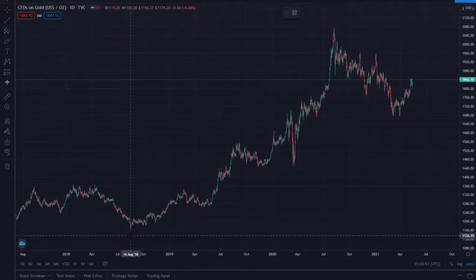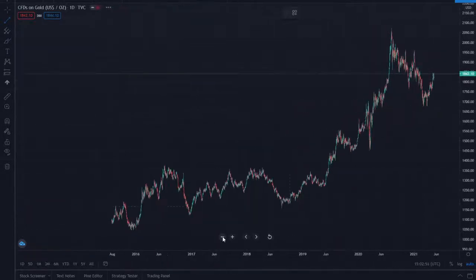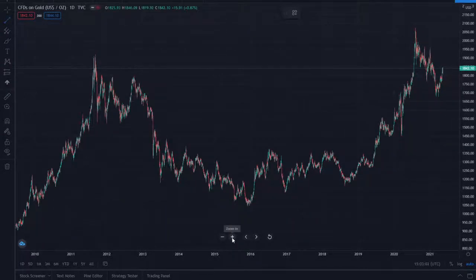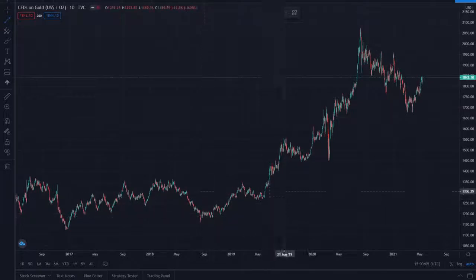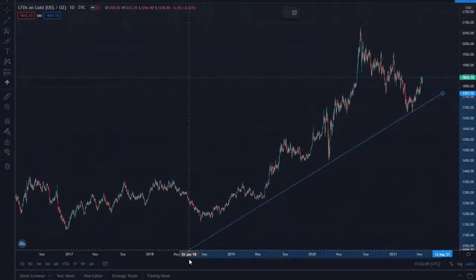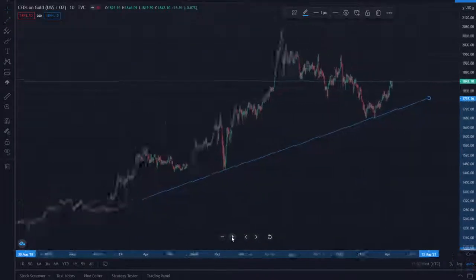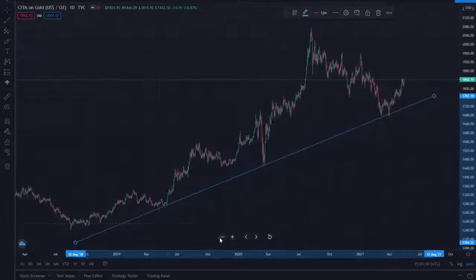Well, 2018, 2015. Okay, so basically 2015, 2018. Let's make it somewhere around here. Since about 2018, we formed high lows, high low, high low, high high, high low, high high. So we have been on an uptrend for almost 3 years now.